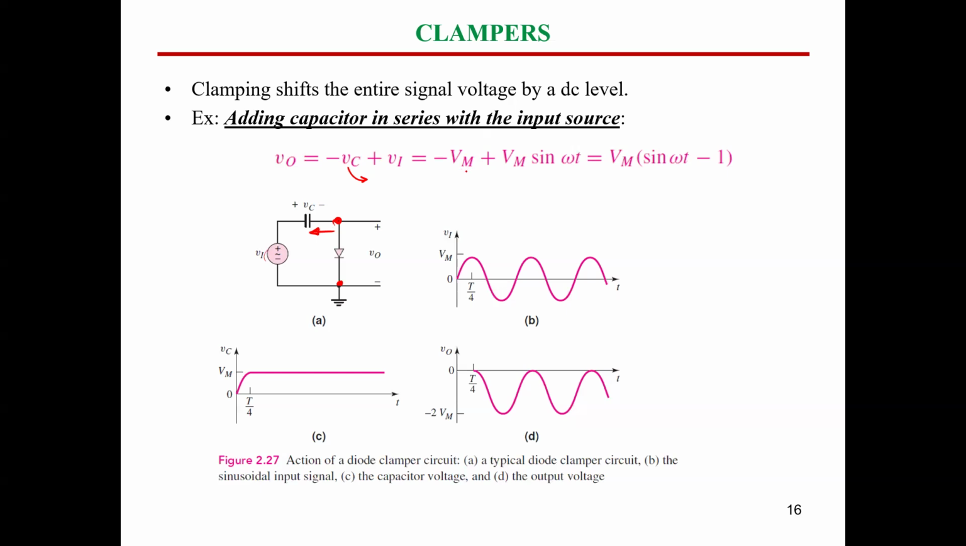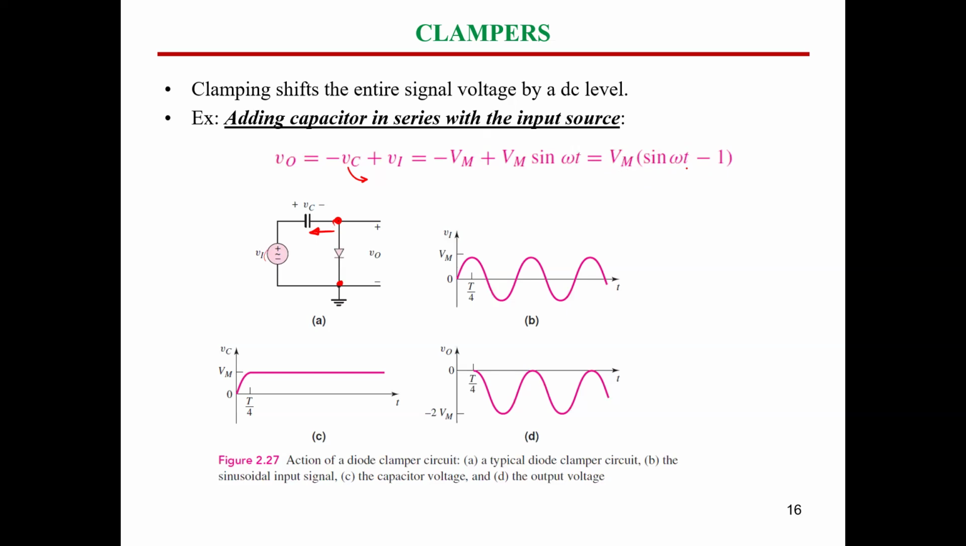So take Vmax as a common factor from here. So the relation would be Vmax times (sine omega t minus 1). So this would be the shape of the output voltage. At t equals 0, sine 0 equals 0, so the output would be minus Vmax. But for sure, because we have a transient here, it's not steady state.